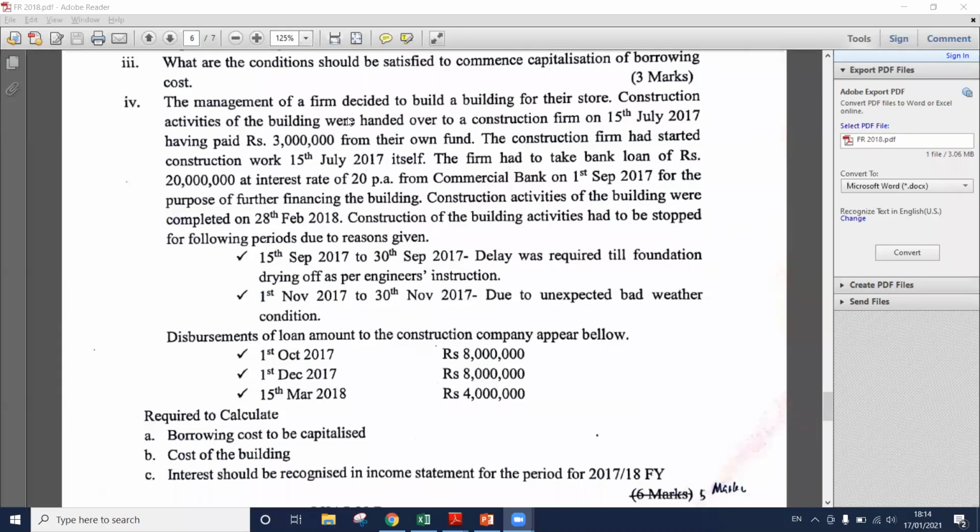First we need to map this in order to get a clear understanding, right? See here, the management of a firm decided to build a building for their store. They are going to build a building. Construction activities of the building were handed over to a construction firm. The company on its own is not going to construct this building. They are going to hand it over to a construction firm. On 15th July 2017, having paid 3 million rupees from their own fund, they have paid 3 million on this date to a construction firm in order to start the construction of a building.